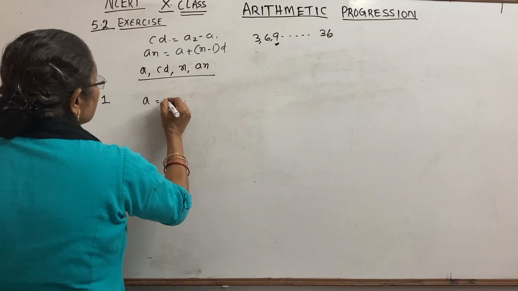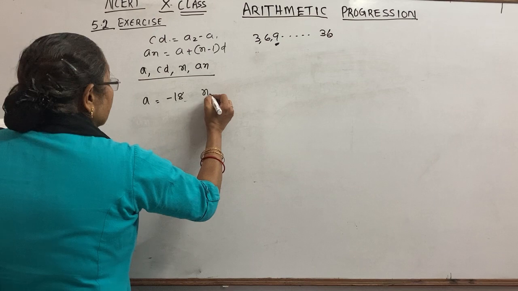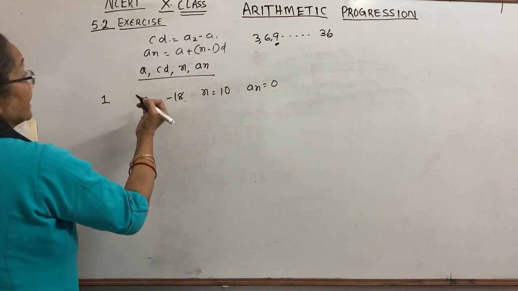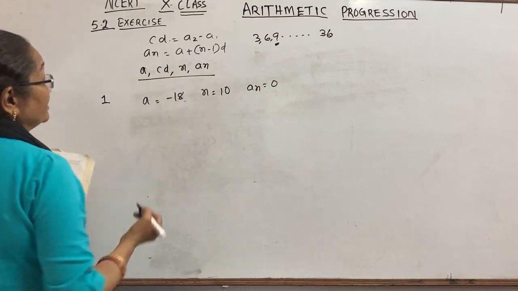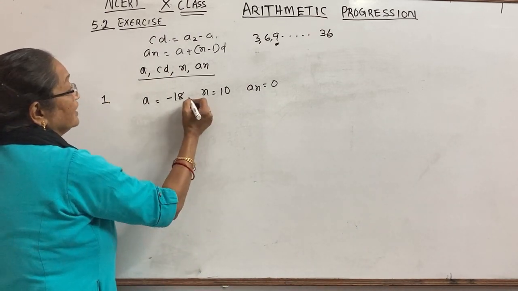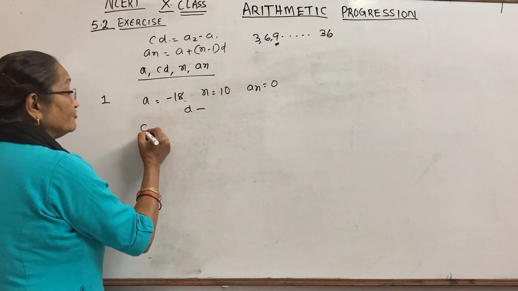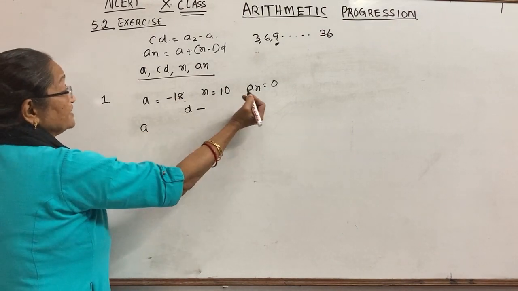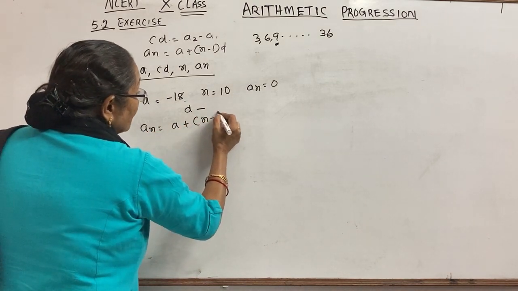Okay, a equals minus 18, n is 10, and the nth term is 0. What is missing here? a is there, n is there, the nth term is there, but the common difference is what we have to find out. Here d equals dash is given in the second column. So, same formula, an equals a plus n minus 1 into d.